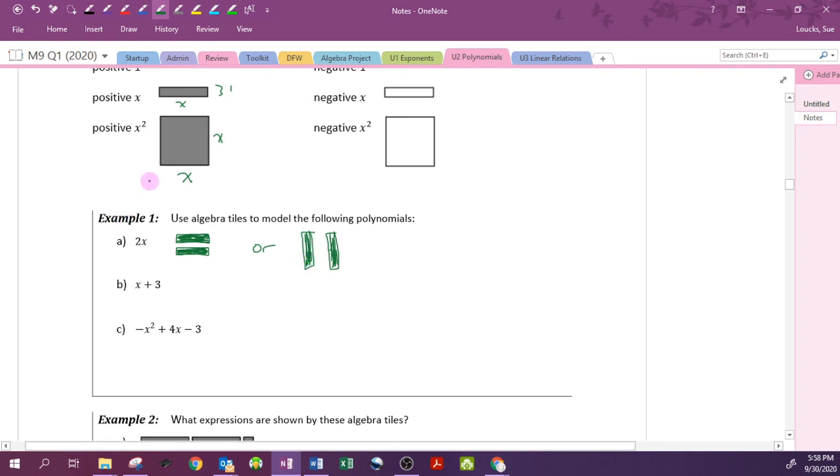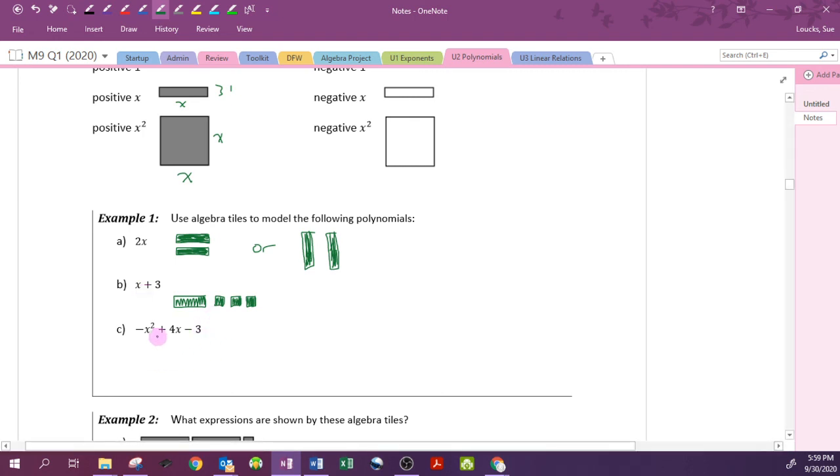That's 2 x tiles. If I have x plus 3, I have an x rectangle, and then 3 1 tiles. If you draw these as circles, I will make you redo it on a quiz, because you can make squarish shapes.